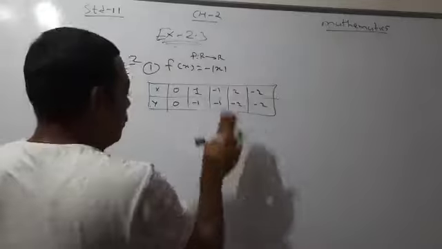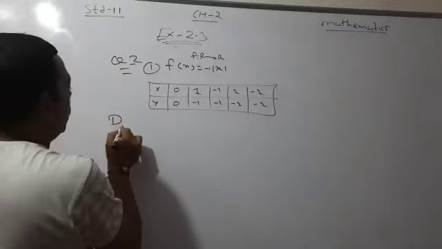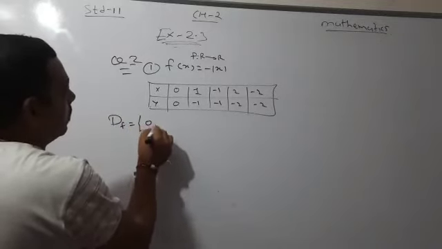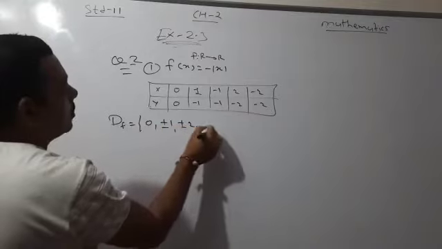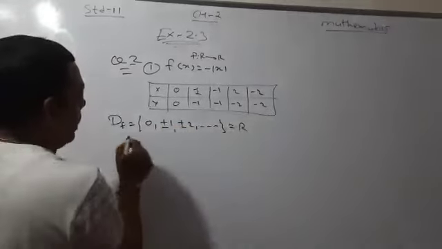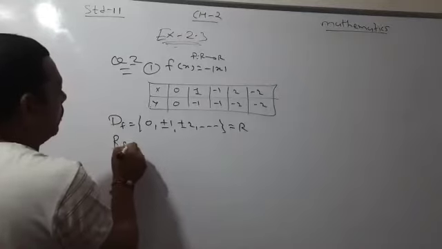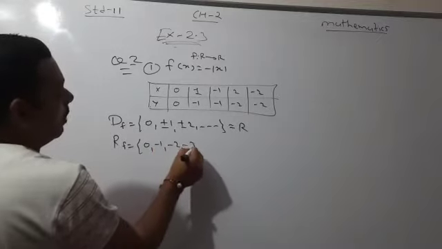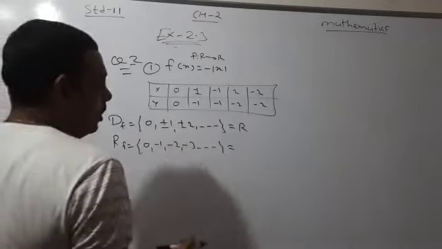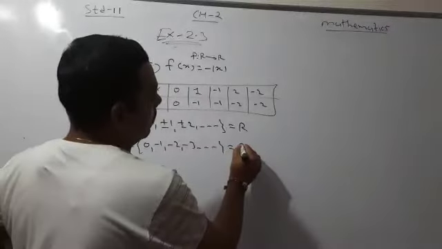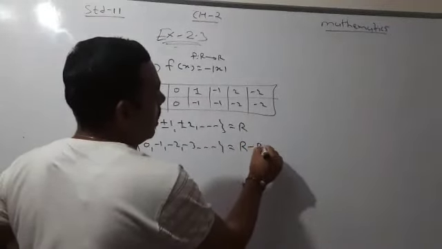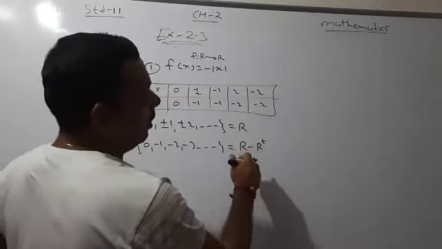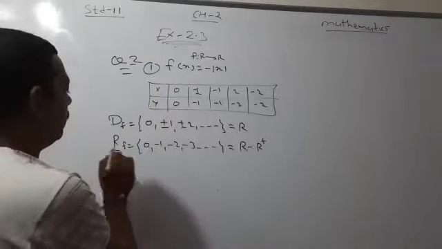So it is clearly observed that the domain of this function is 0, plus minus 1, plus minus 2, and so on. So you may say R, but the range of the function is only 0, negative 1, negative 2, negative 3, and so on. Someone says this as R minus R plus, the whole real number set, from which we remove only the positive real numbers, which gives the range of f.